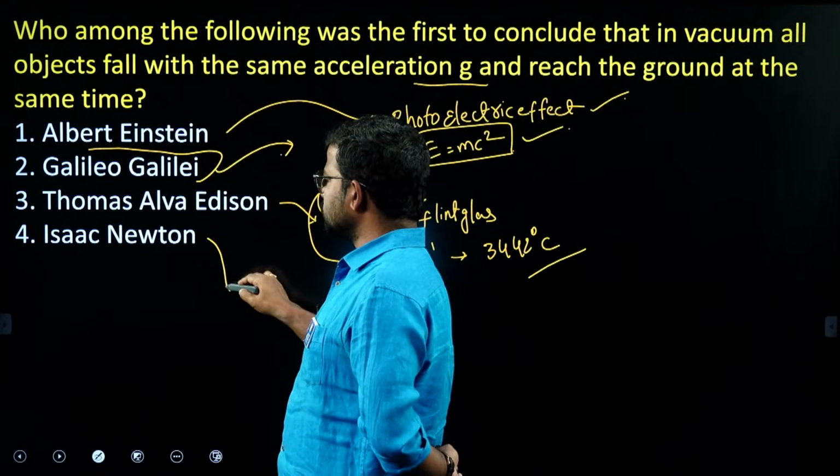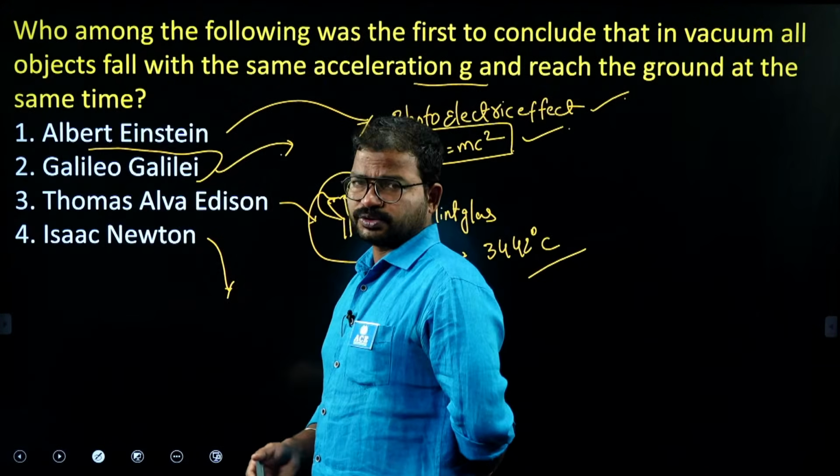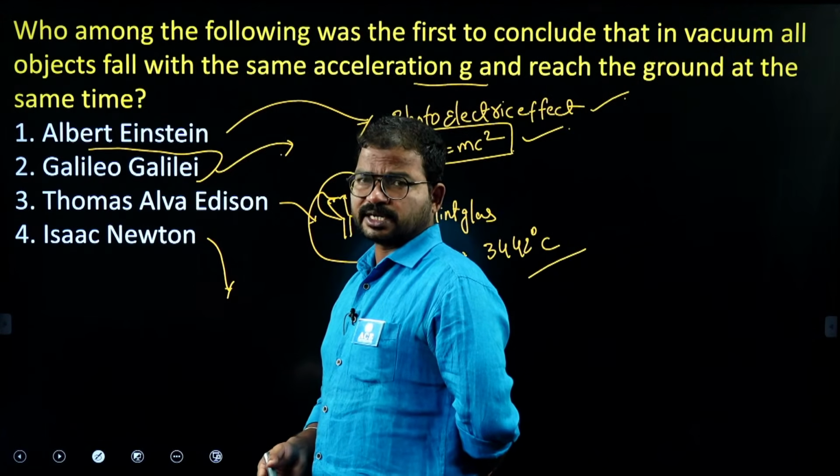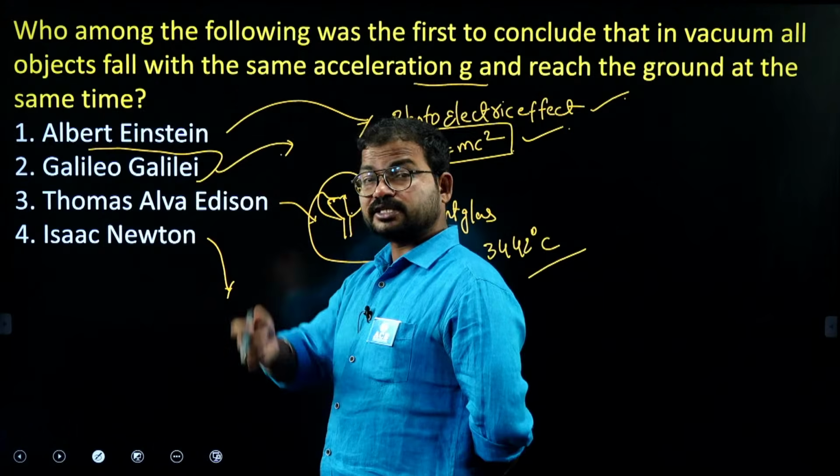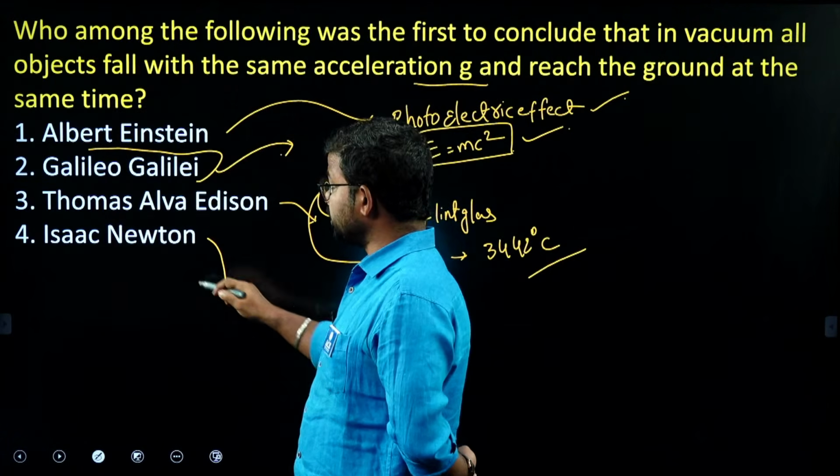Isaac Newton. Famous equations are Newton's laws. Newton's first law, inertia. Newton's second law, F is equal to ma. Newton's third law, for every action there is an equal and opposite reaction. You have an idea about it.